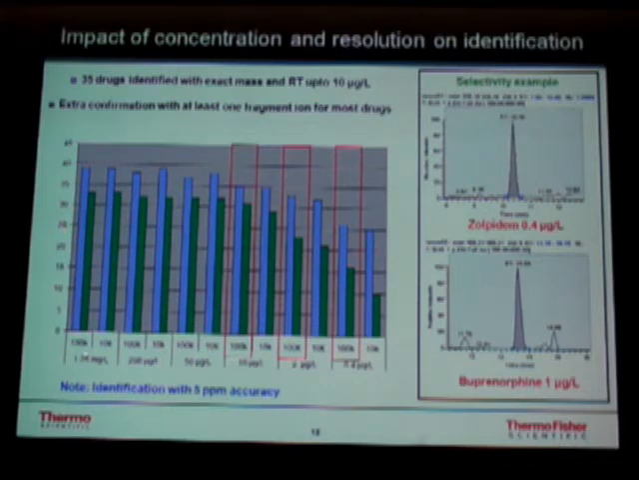So as you can see, at 1.25 milligrams per liter at 100,000 resolution, we identified almost 38 drugs. At 10,000 resolution, which is here, we identify a much smaller number of drugs. And then as you go down the concentration, the number of drugs that are confirmed drops. But up to 10 micrograms per liter, you still identify a very large number of drugs, just based on the exact mass and the MS-MS confirmation.